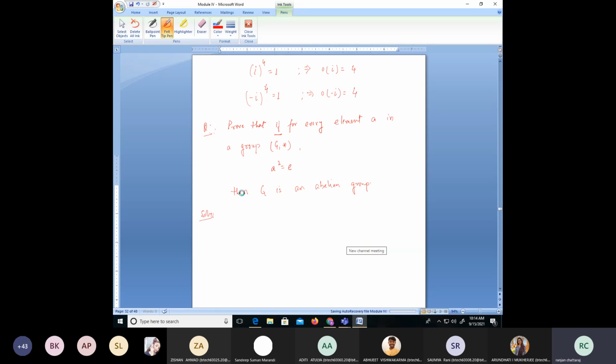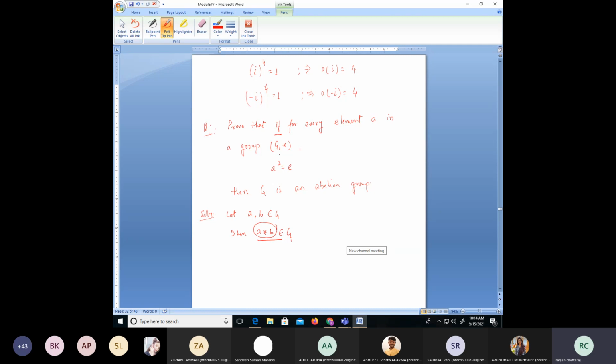Let A and B belong to G with respect to some binary operation. Since G is a group and A, B belong to G, then A star B must also belong to G. And for every element, that means this is also an element of G.